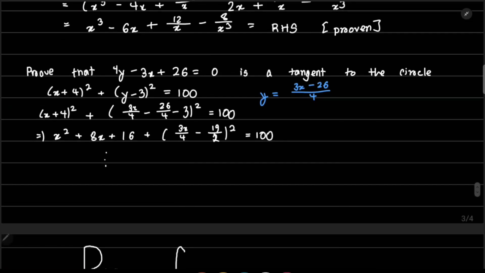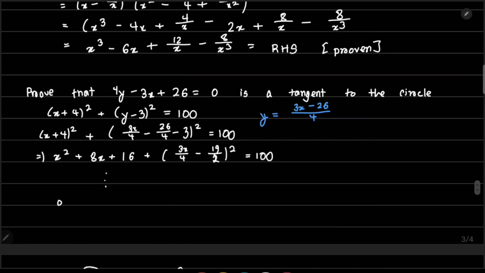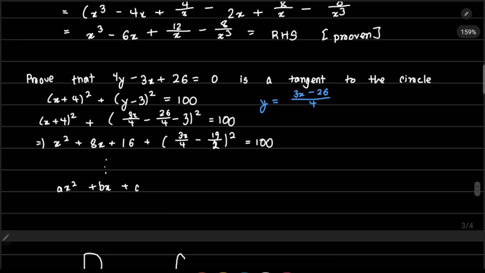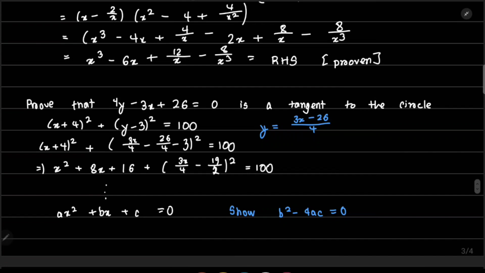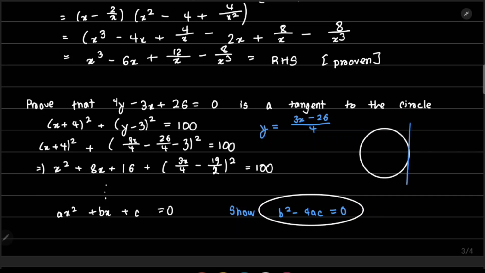So I'll break down this quadratic. I'll get a quadratic in the form of ax squared plus bx plus c equals 0. From here we have to show that the discriminant, or b squared minus 4ac, is equal to 0. We have to do this because for a tangent, if I have a circle, the tangent will only meet the circle at one point. So y equals y will have only one solution.